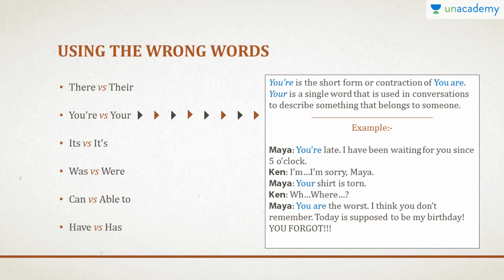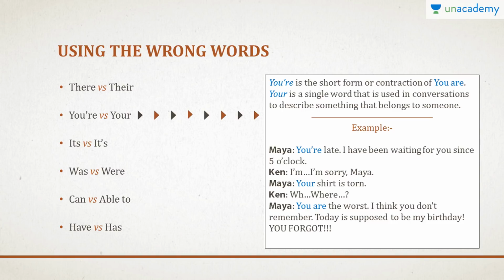The next mistake that people often make while writing is confusing the words you're with an apostrophe and your without an apostrophe. You're with an apostrophe is the contraction of you are. For example, you are pretty can also be said like you're pretty. And in this case, you're should always have an apostrophe. When you're angry with someone, you might say like, you are making me mad. The contraction would be, you're making me mad. So in this case also, you're has an apostrophe.